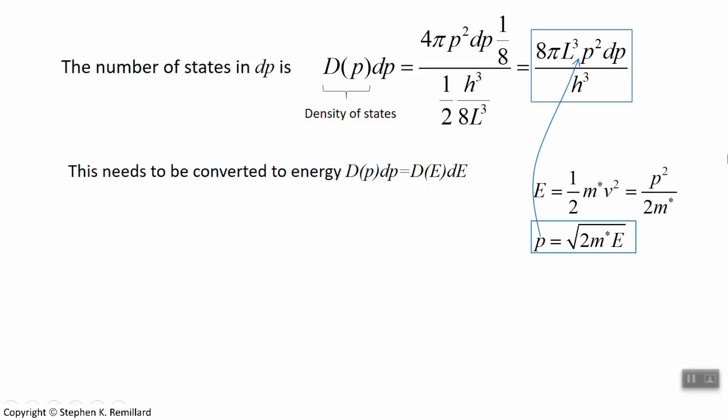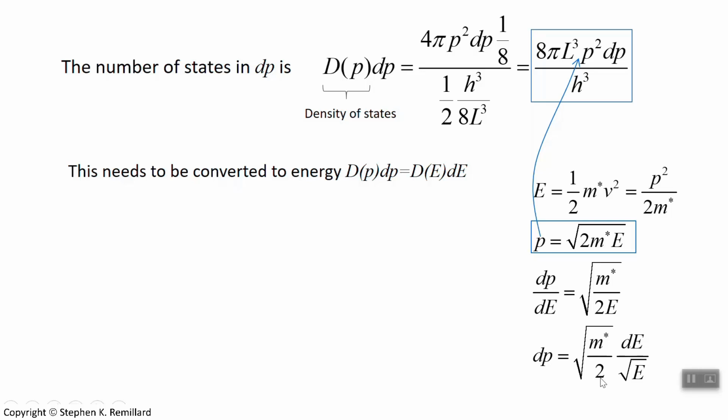A little trickier is what to do with dp. That has to be turned into dE. Do that by taking the derivative of this expression. Take dP by dE, so you have square root of m over 2E, and rearrange it slightly. Bring the dE from the left over to the right side. And now we have an expression that replaces dP.